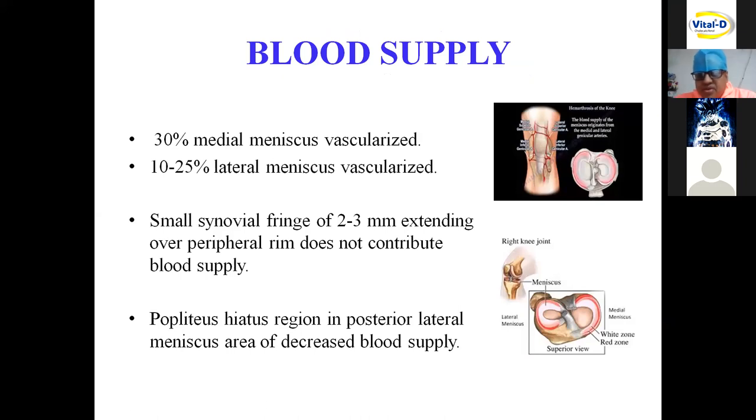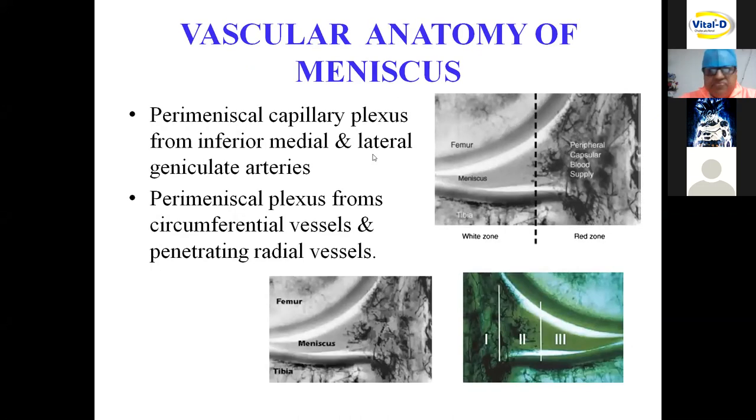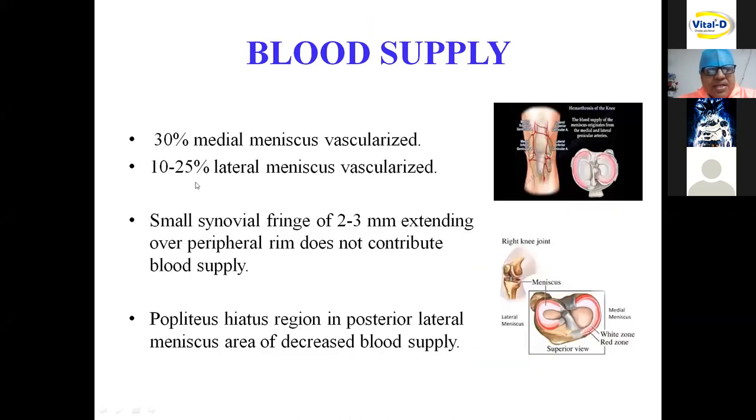Blood supply. The meniscus is not totally supplied with blood. In the medial meniscus, only 30% is vascularized, and the lateral meniscus is less vascular than the medial meniscus, with about 10 to 25% vascularized. So when going for repair, we should know which part of the meniscus to repair and which is more vascular. The outer part, the red zone, is most vascular, and if we repair that part, it will heal easily.